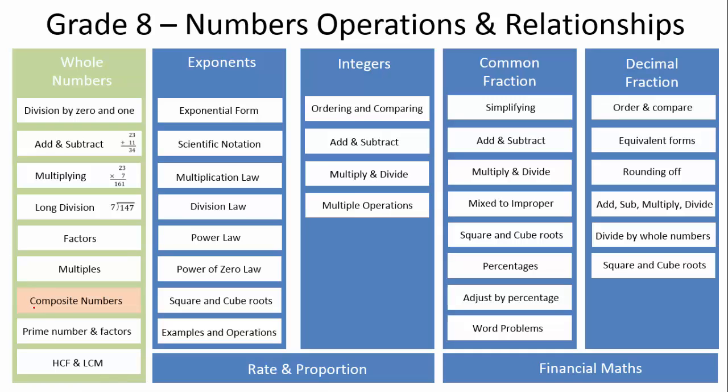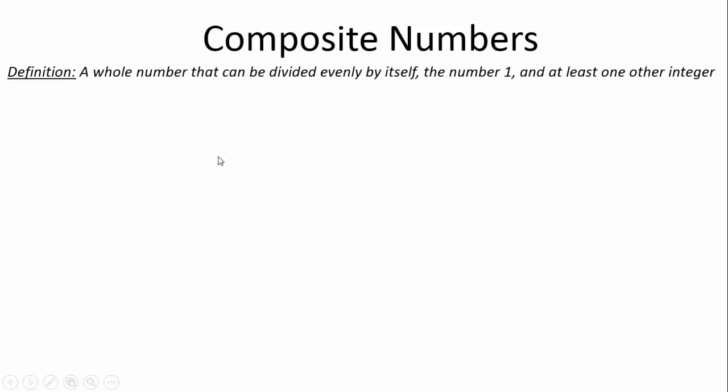Okay, now we're going to do composite numbers and talk all about what a composite number is, and we're going to figure out that composite and prime numbers are the opposite from each other. Let's go into it. What is a composite number? A composite number is a whole number that can be divided evenly by itself, the number 1, and at least one other integer. It has to be at least one other integer.